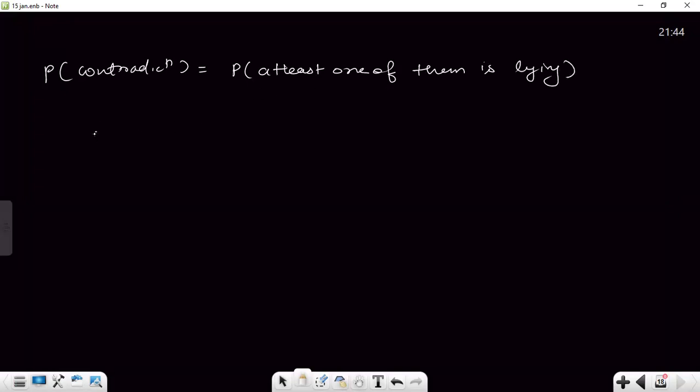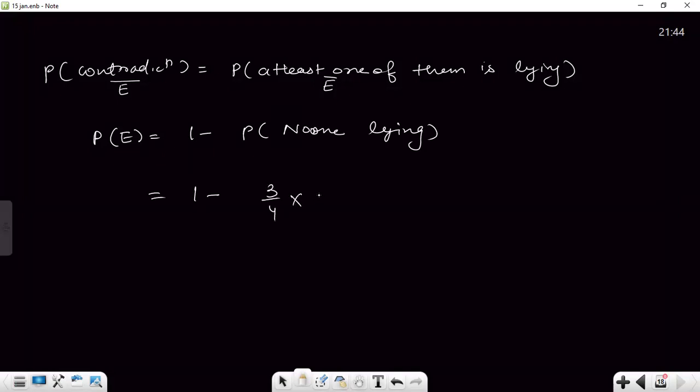So instead of that, let's call this event E. Then the probability of E can be found by 1 minus the probability of no one lying. So 1 minus the probability of no one lying means that both of them are speaking the truth. The chances of A speaking the truth were 3 by 4 and B also speaking the truth was 4 by 5.